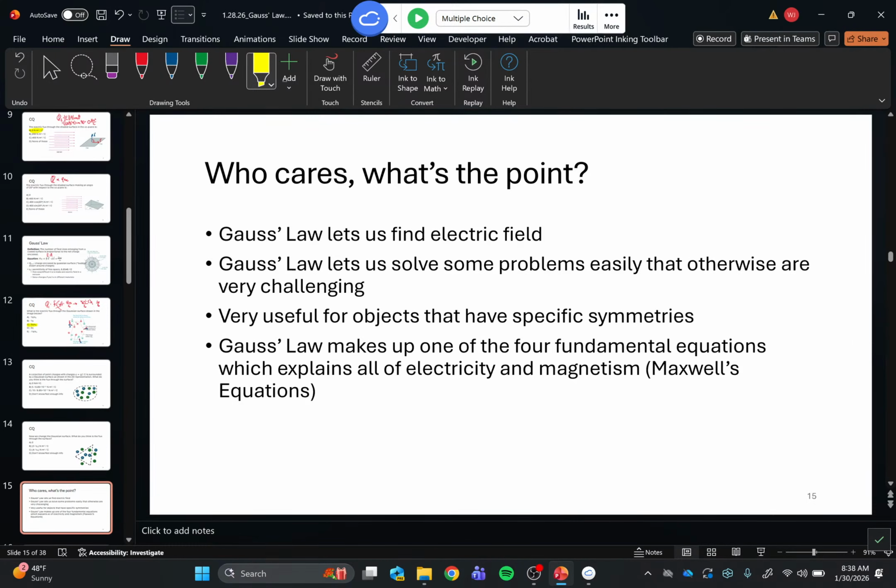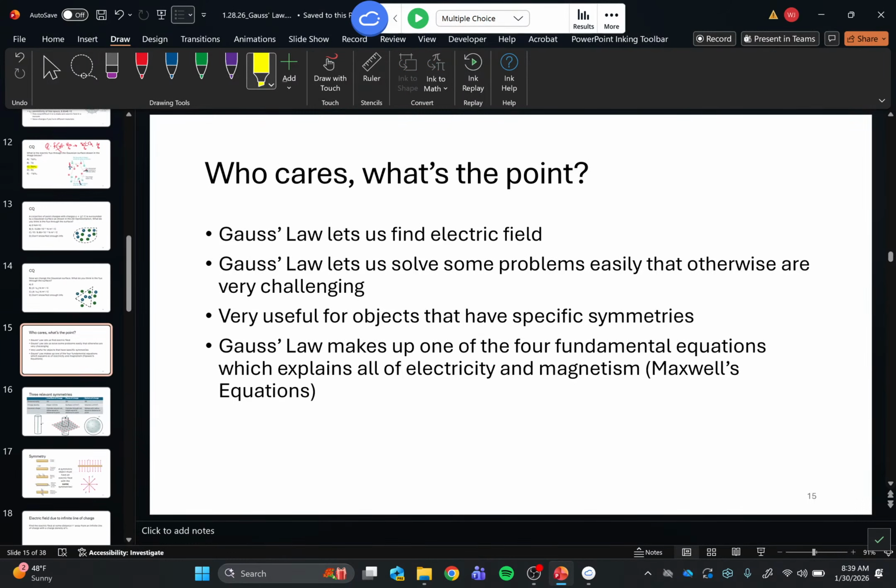It is one of the 4 fundamental equations, though, that can explain all electricity and magnetism. So that's pretty useful. We're going to just use it for a few problems. But it's just more comprehensive than Coulomb's law. It's kind of another piece there.